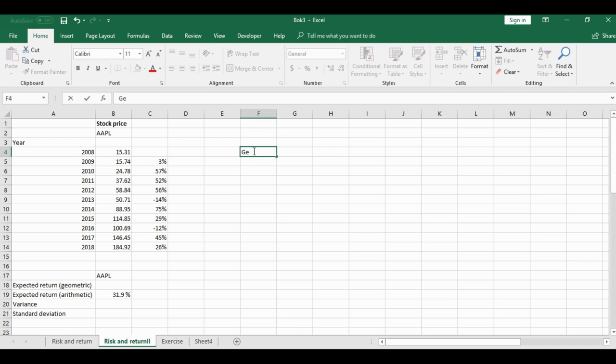To find the geometric mean, we add the number 1 to each year's return. This is so we can get the interest factor from each year's return. For example, in 2009, we had 3% return. This gives 1.03 interest factor. We multiply the results like this.